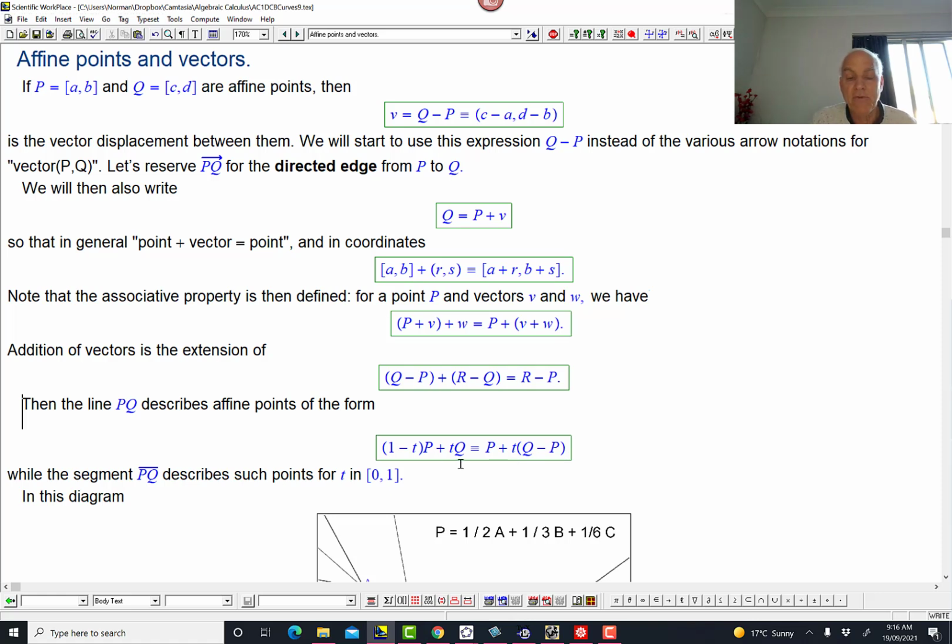While on the other hand, if we're interested in just the segment from P to Q, that's described by points t in the interval [0, 1].